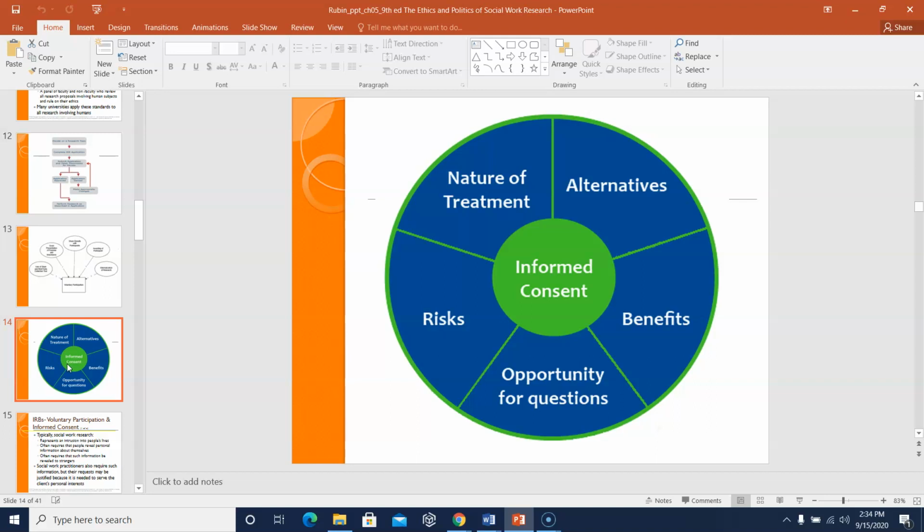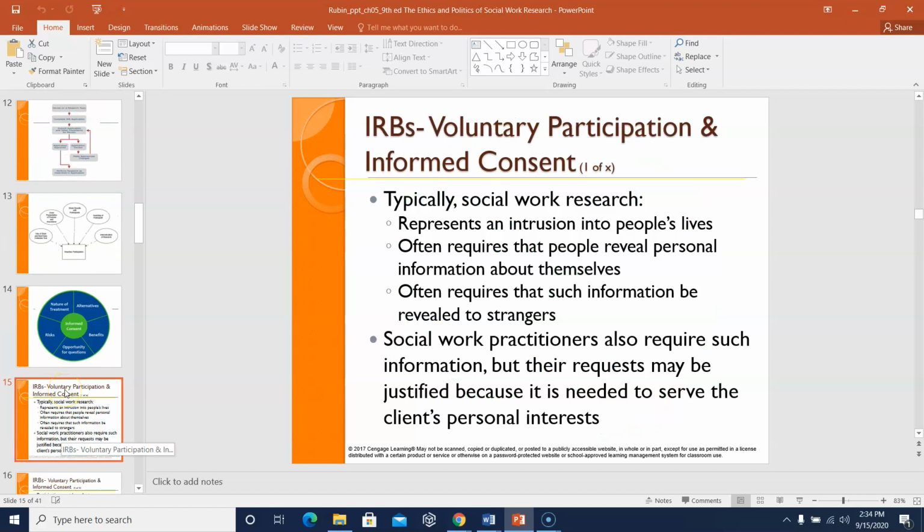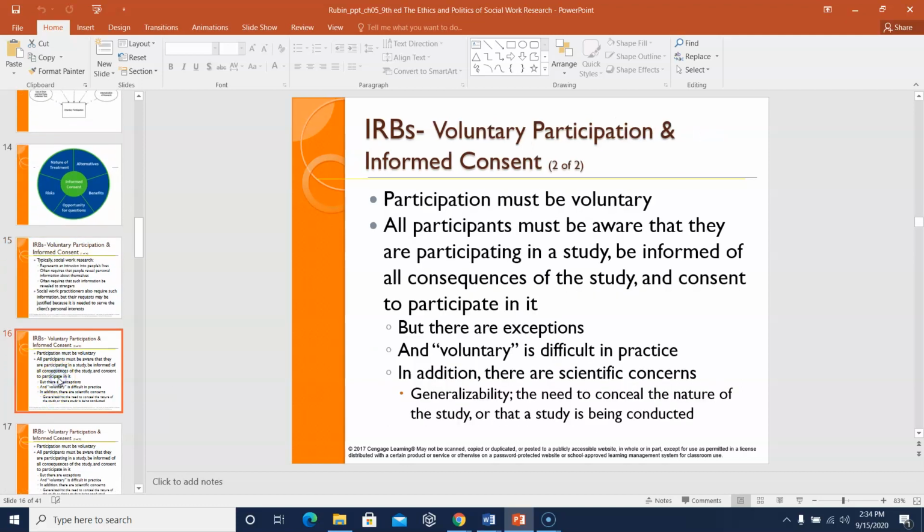So, informed consent is, most of the time, a letter or some type of communication that the subject signs, and you explain all of the different things listed in this figure: nature of treatment, alternatives, benefits, opportunity for questions, risks. I don't know that there's much that I can add. Everything is basically spelled out here in this slide. I'll let you read it. Again, participation is voluntary.